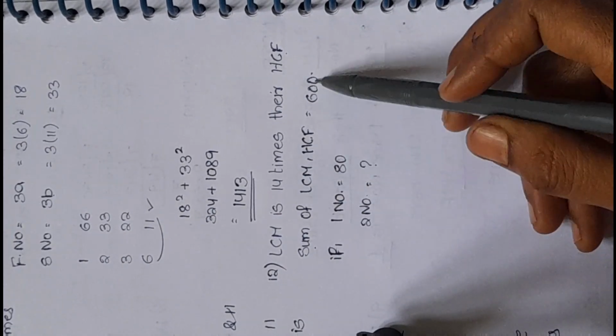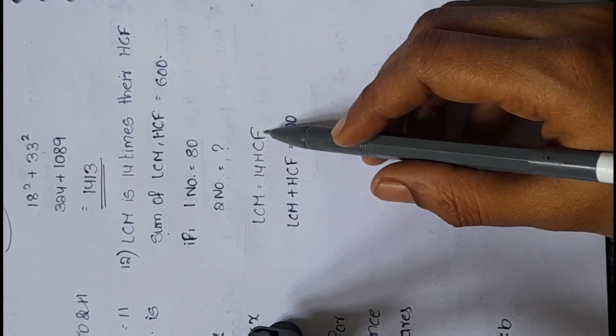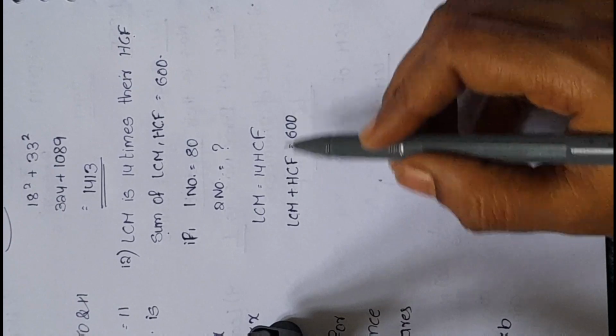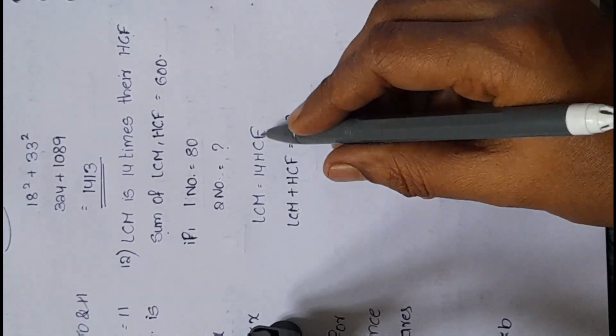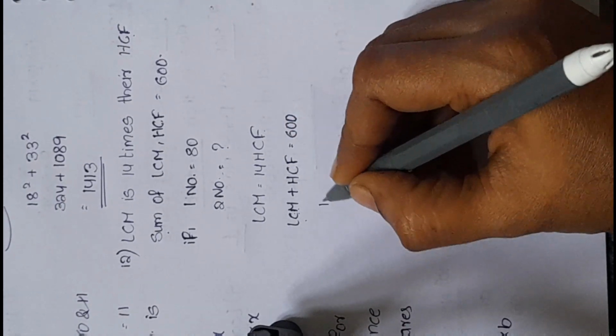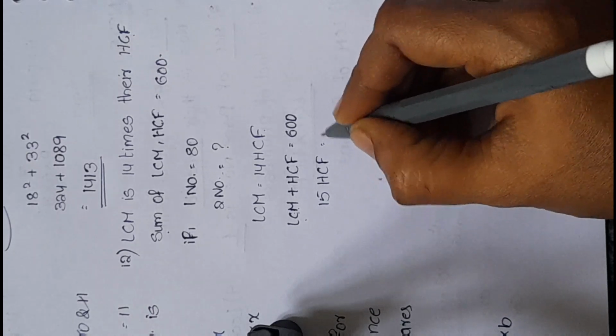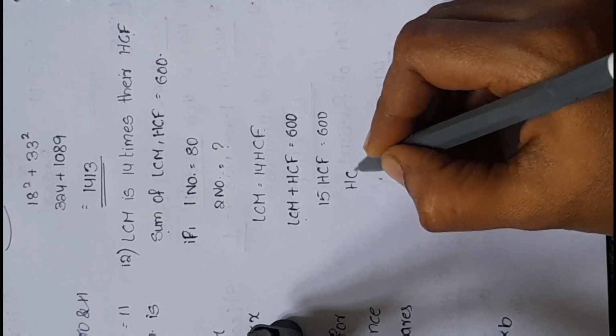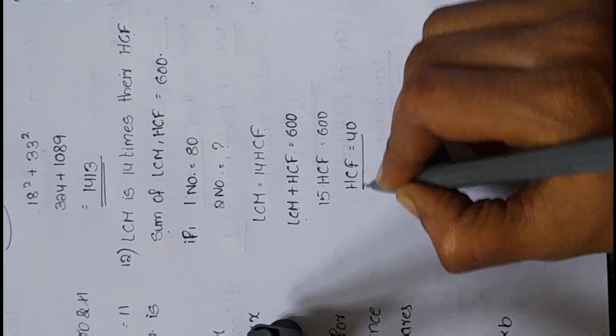12th question. LCM is 14 times their HCF. Sum of the LCM and HCF is 600. If one number is 80, find the second number. From the question, LCM is equal to 14 HCF. LCM plus HCF is equal to 600. Instead of LCM here, we can write it as 14 HCF. 14 HCF plus HCF is equal to 15 HCF is equal to 600. HCF is equal to 40 we get.